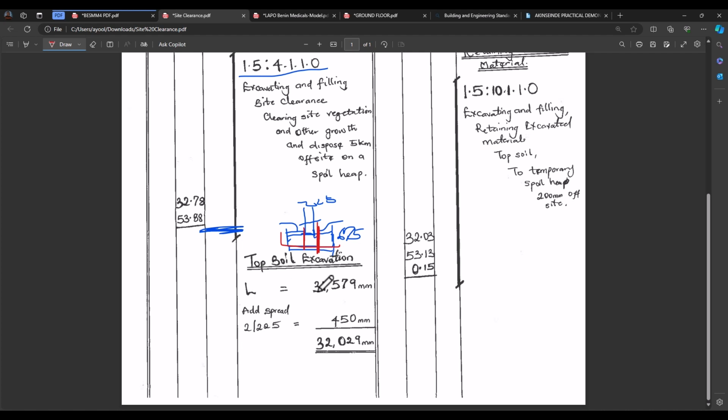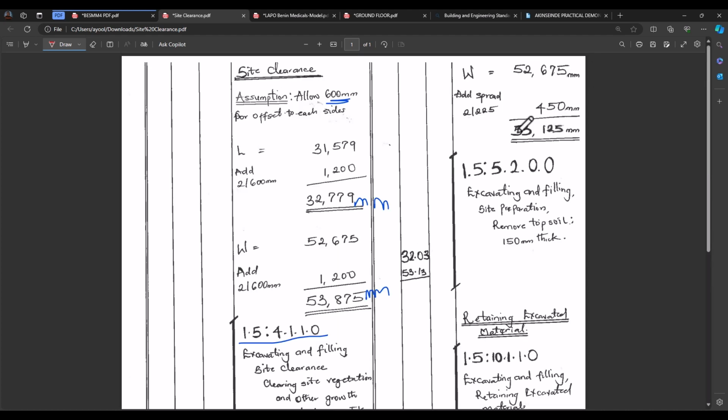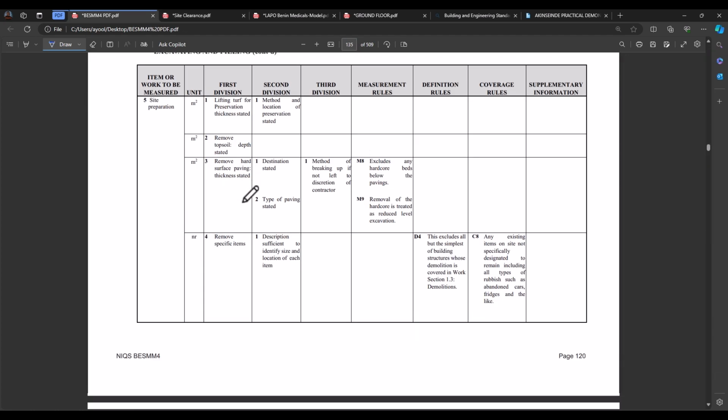So our length, 31,579 plus spread to the right and to the left. We have 225 multiplied by 2, 450. When we add them together, we have 32,029 mm. We do the same thing for the width. We have 53,125 mm. So the coding, topsoil excavation.